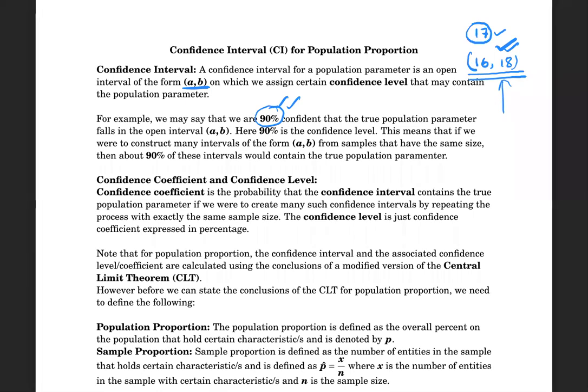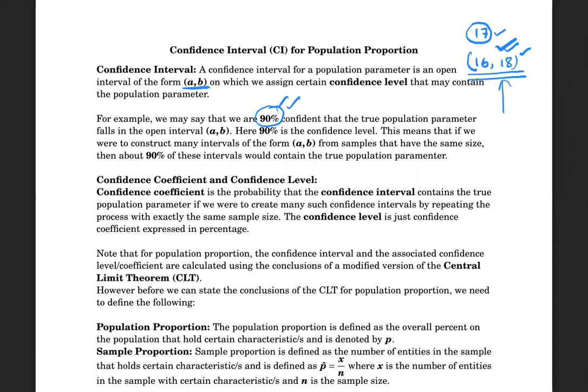So there is a little bit of clarification. I'll clarify when time comes. But for now, kind of sort of in a vague way, you can assume that 90% of the times, probably it will include the true population parameter, whereas 10% of the times it will not.